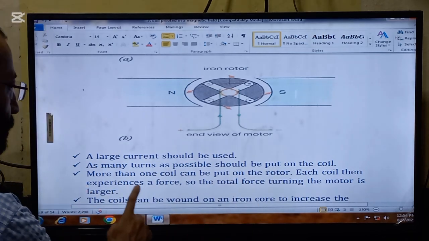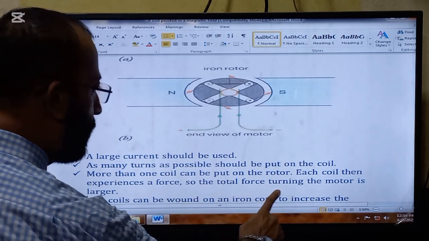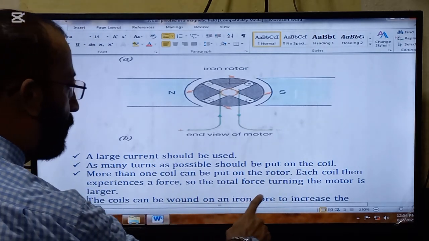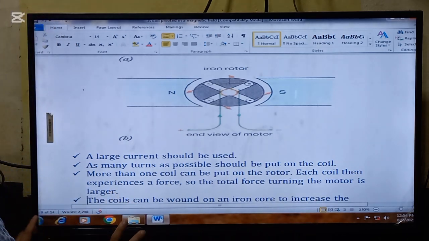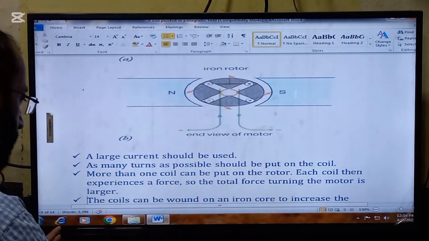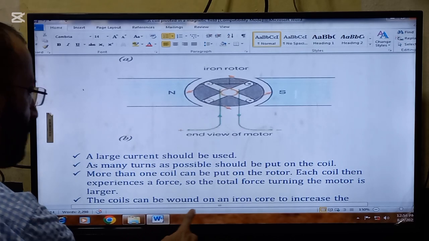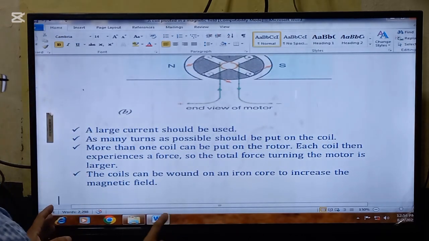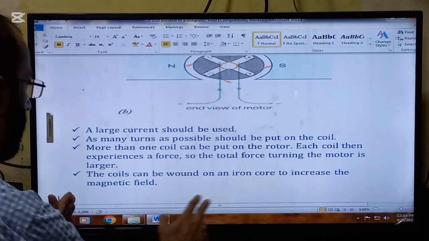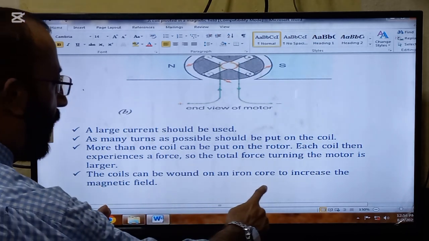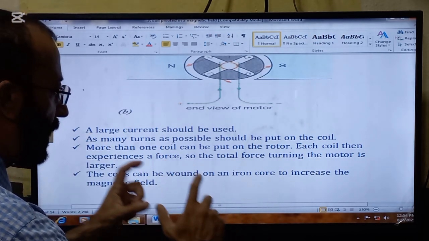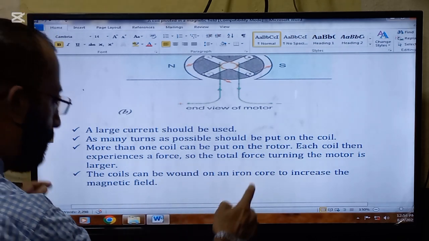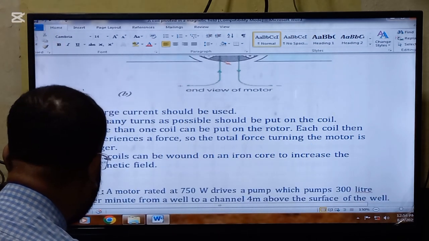Next, more than one coil can be put on the rotor. Each coil then experiences a force, so the total force turning the motor is larger. So this is another way to make the motor powerful. The coils can be wound on an iron core to increase the magnetic field. So this is another way: coils wound on an iron core actually concentrate the magnetic field lines, so the motor will be more powerful.